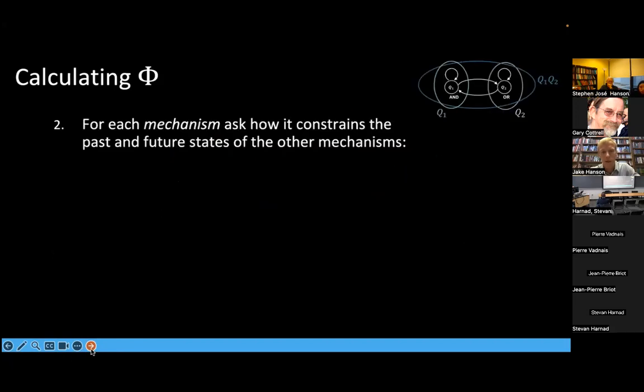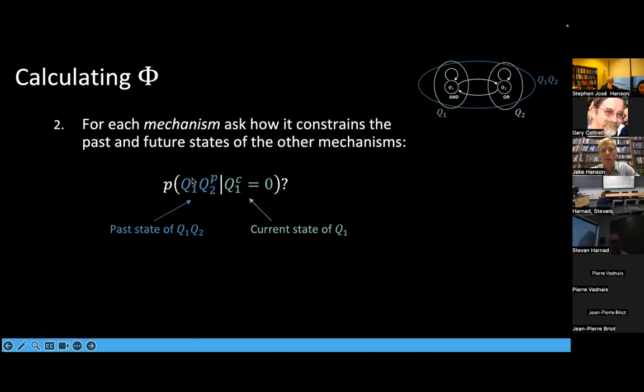And in step 2 of the calculation, you ask how the mechanism constrains the past and future state of other mechanisms. So what this means is, if you know the current state of the Q1 bit, let's say you know that Q1 in its current state is 0, you ask how that constrains the probability of what the system as a whole could have been. What could Q1, Q2 have been in the past?